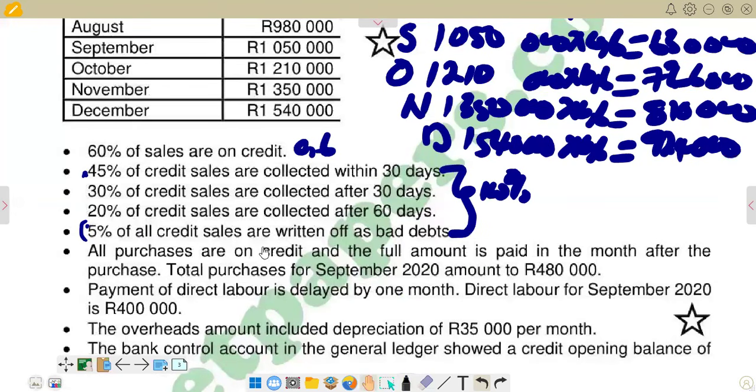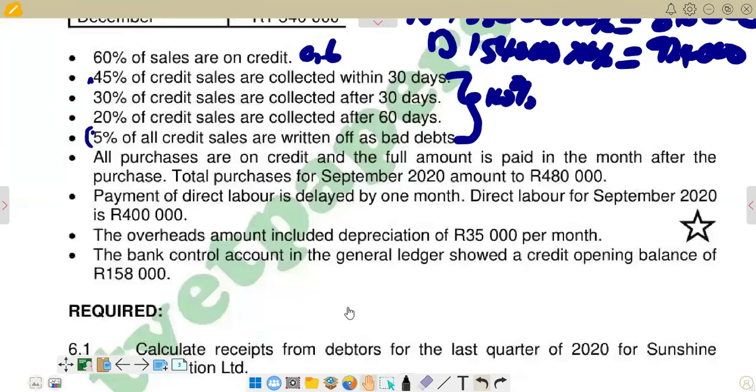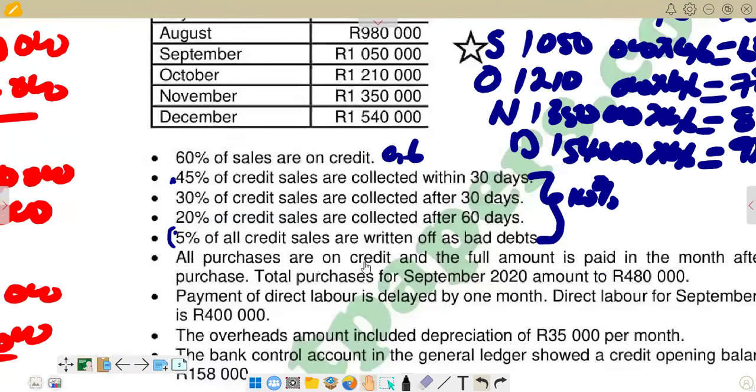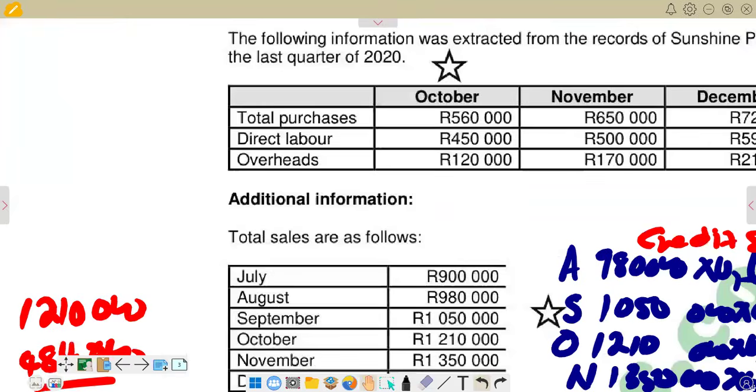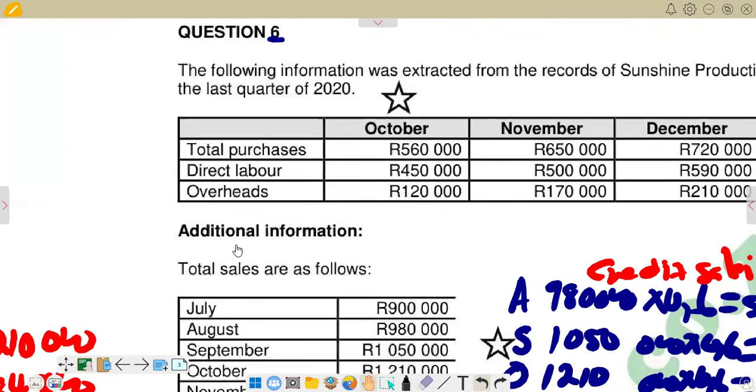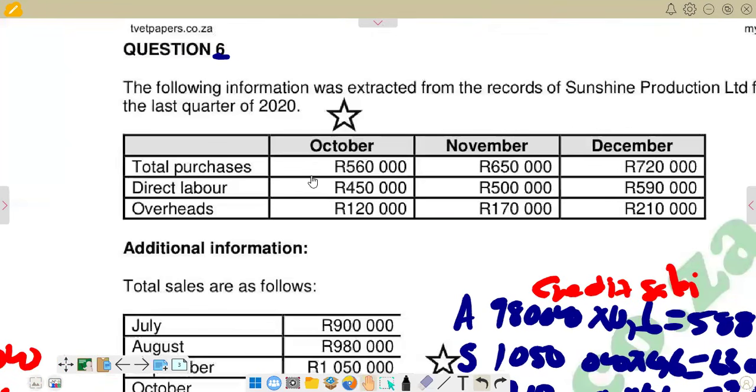And then the ones for October will be paid in November. The one for November will be paid in December. So we are going to start with 480. This is for October. And then we are seeing that the 560 that we have for October will be paid in November, so we put it in November. The 650 for November, we're going to put it in December. So that's how we are going to record it.